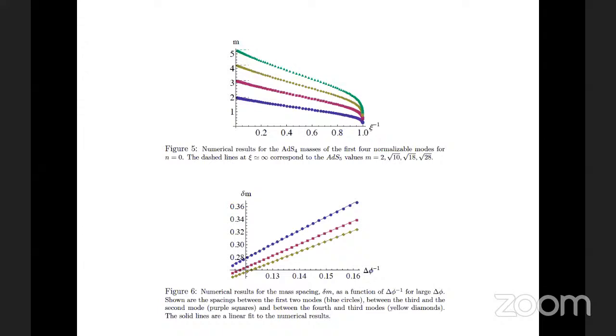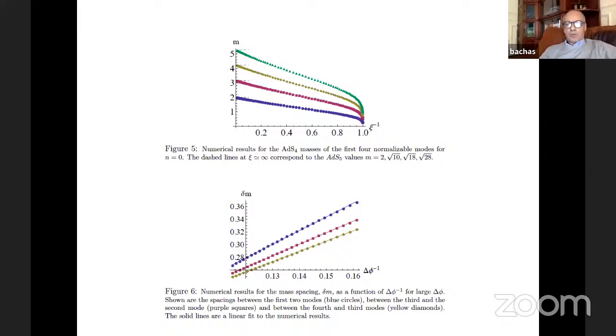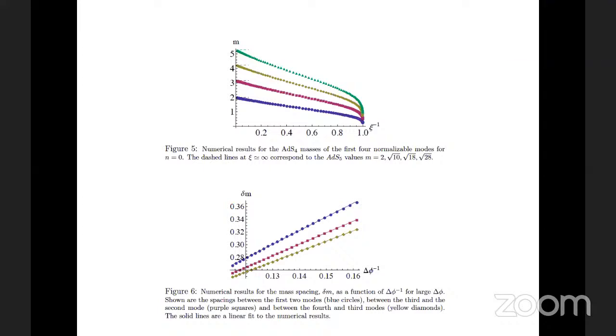Probably just because of the time, actually. I have about 2 more, I think, transparencies. Okay, sure. I'm done, yeah.